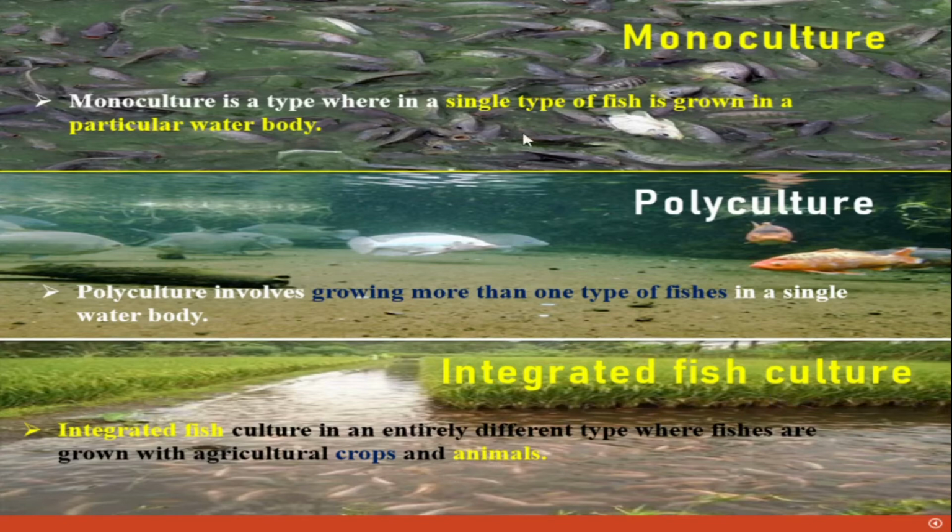What is monoculture? Monoculture is a type wherein a single type of fish is grown in a particular water body, a single type of species, only one type. Poly means more than one. We can rear more than one type of species in a single water body. Then integrated, you know already, right.